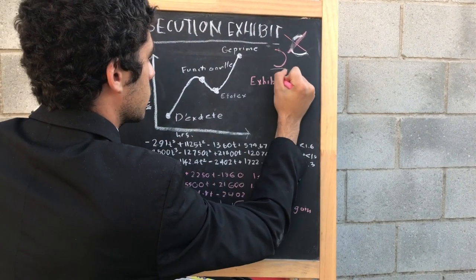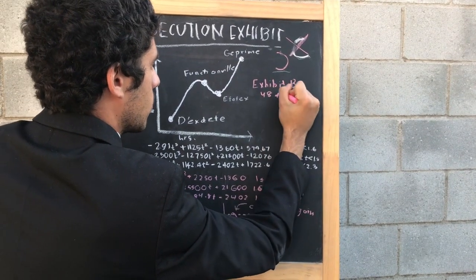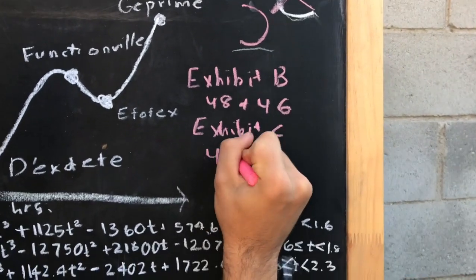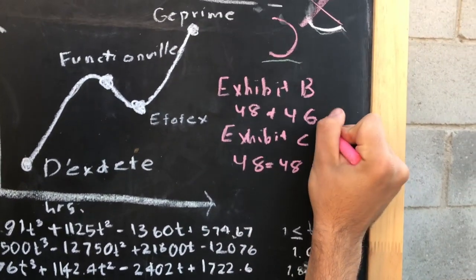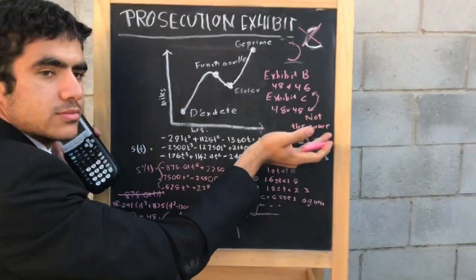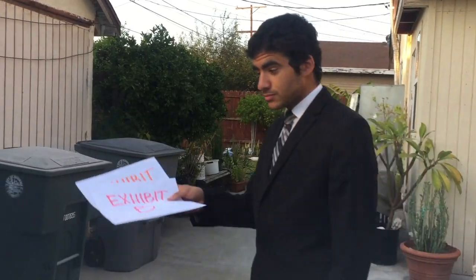Now we know that Miss Morrison could not have been in two different places at one time. So these roadside cameras couldn't have been correct, because if you were to combine Exhibit B and Exhibit C, it's not a continuous function. Therefore, the evidence provided in Exhibits B and C is completely useless to this case and has to be thrown out of this case.